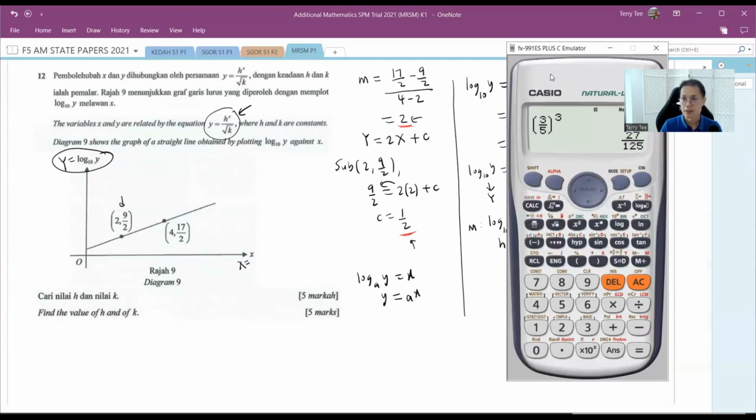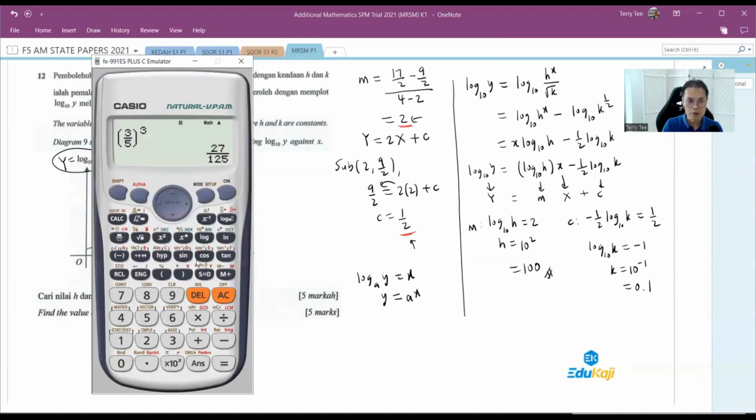Now you can even use your calculator. We call this anti-log, like shift log -1, there you go, 0.1 or 1/10.